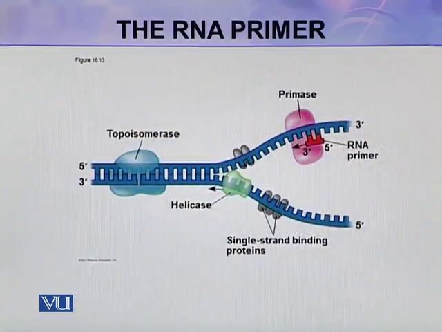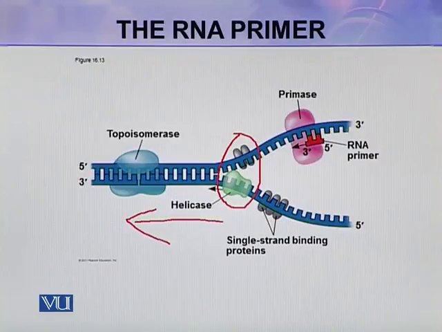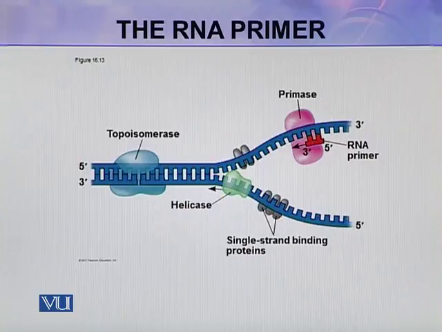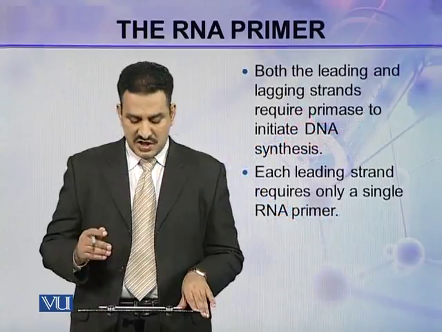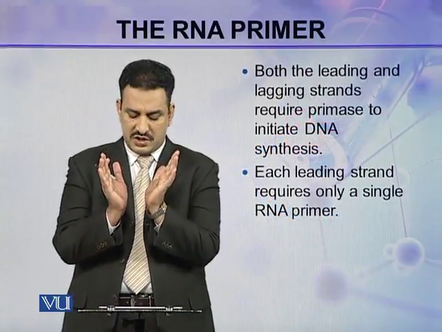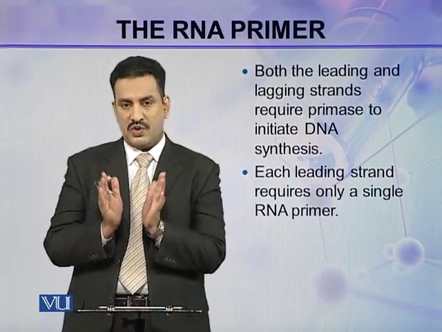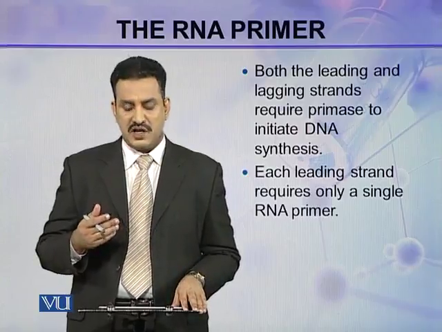So here you can see this is the replication fork and it moves towards this side. These are two single-stranded DNAs and this is primase, and this red colored, you can see, is a small RNA primer. So this RNA primer is a compulsory requirement for the synthesis of a new DNA strand. Both the leading and lagging strands require primase to initiate DNA synthesis. Both require the synthesis of RNA primers.